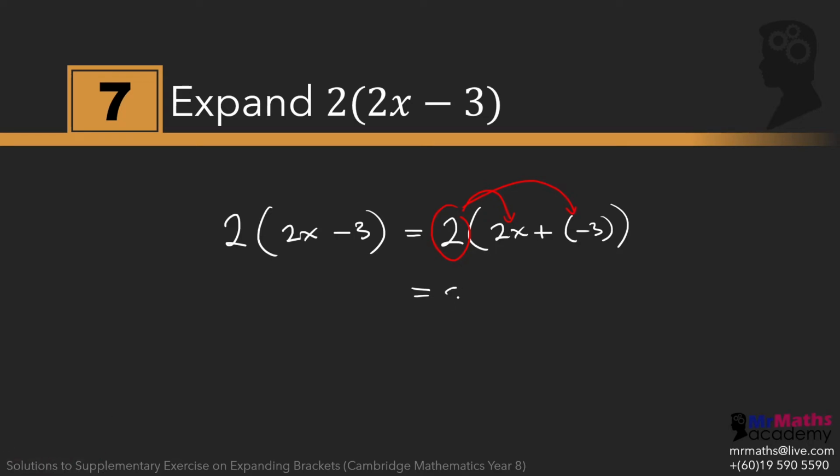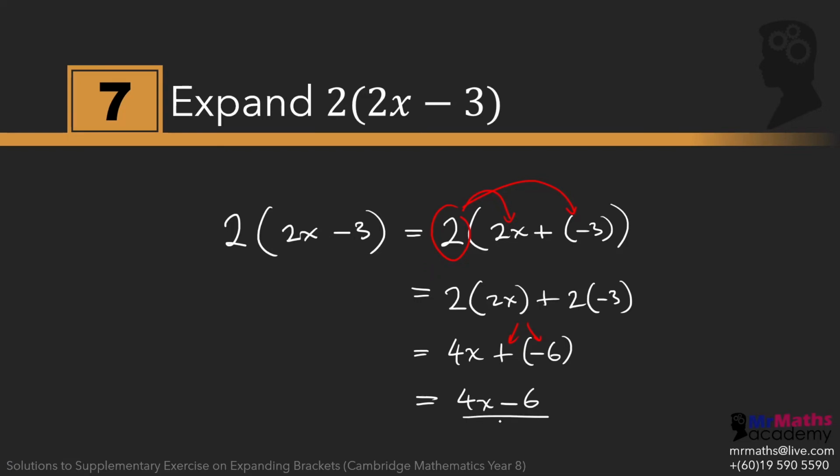So this equals 2 times 2x plus 2 times negative 3. So we multiply 2 by 2, become 4x plus 2 times negative 3 is minus 6. And again, we have plus meeting a minus. So it will result in a negative number. So that is 4x minus 6. And this is the final answer.